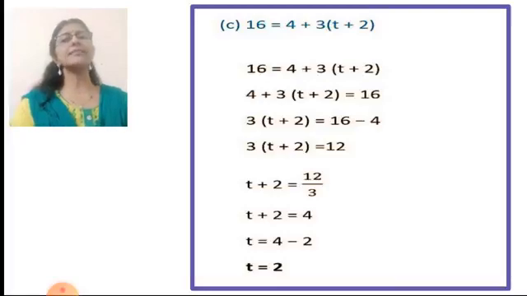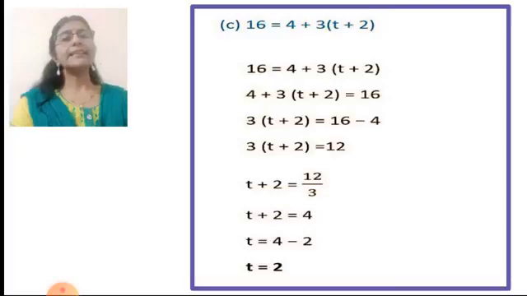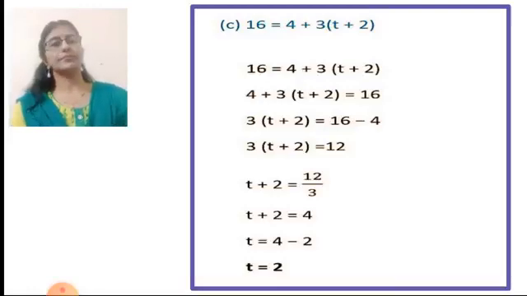You will get t plus 2 is equal to 12 upon 3, and 3 upon 3 will be cut. So directly we'll write t plus 2 is equal to 12 upon 3, and 12 upon 3 is 4, since 3 4s are 12. t plus 2 is equal to 4. And then now again we will transpose 2 from the left hand side to the right hand side. So plus 2 will become minus 2. So t will be equal to 4 minus 2, and 4 minus 2 is 2. So this way we got the value of t as 2.